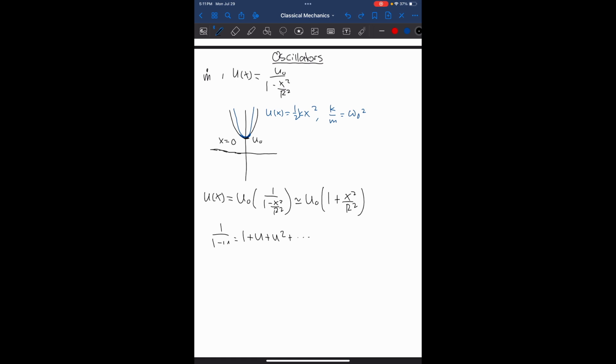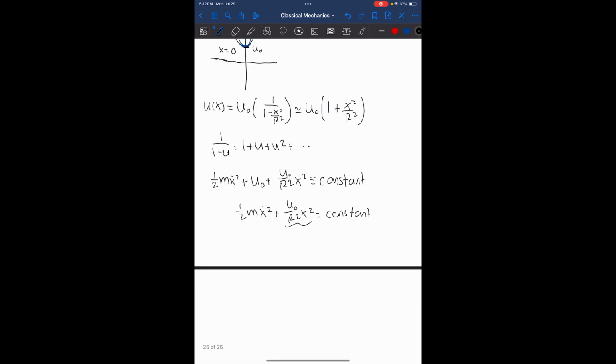All right, so writing down conservation of energy, we have the kinetic term, 1/2 m x dot squared, plus our potential term, which is U_0 plus U_0 over r squared times x squared. And this is going to be approximately equal to a constant. This term right here is an approximation, not the full potential. U_0 is a constant, so we can subtract it over to the right-hand side, and we have 1/2 m x dot squared plus U_0 over r squared times x squared is equal to a constant. We'll just call it constant.